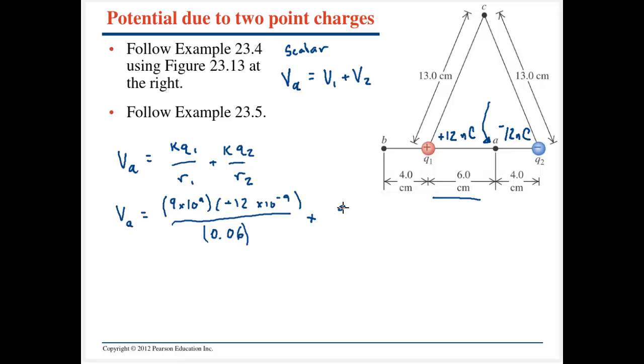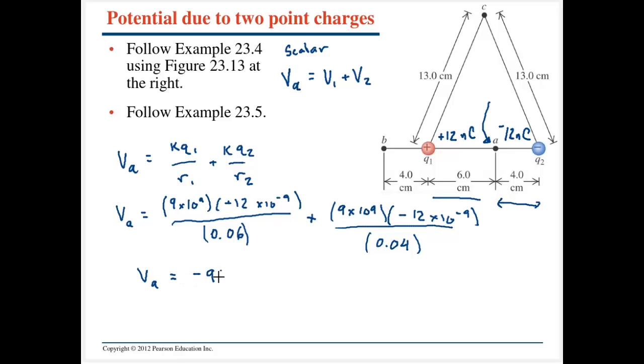So plus, we're going to have again K, 9 times 10 to the 9th. Charge is now negative 12 times 10 to the negative 9th. The distance to charge 2 is 4 centimeters, so 0.04 meters. Again, we don't square this guy. And at the end of the day, the voltage at A is going to work out to be about negative 900 volts.